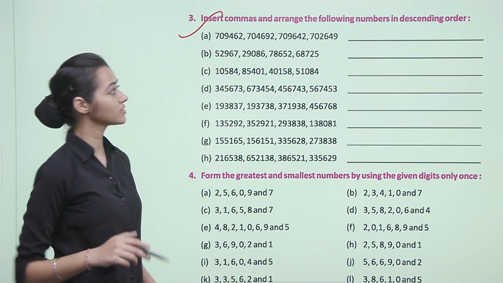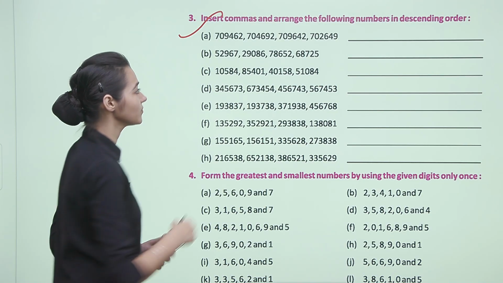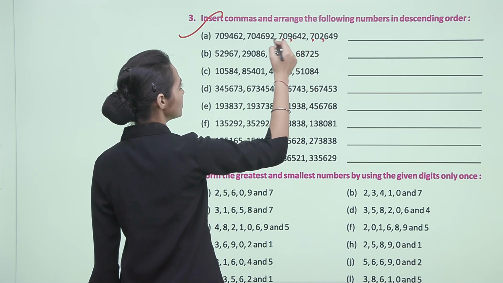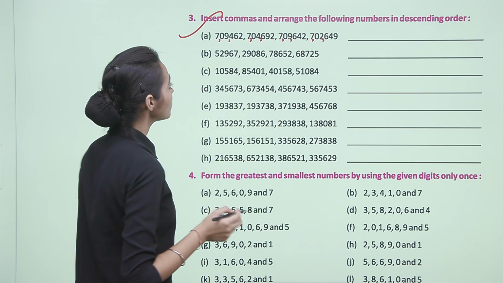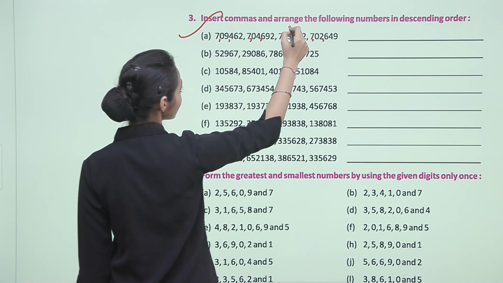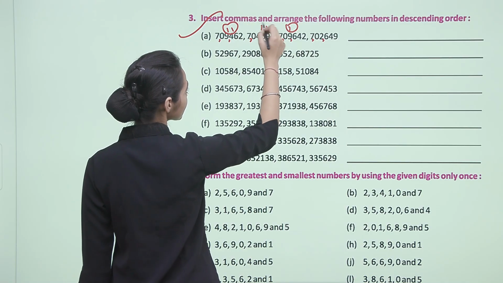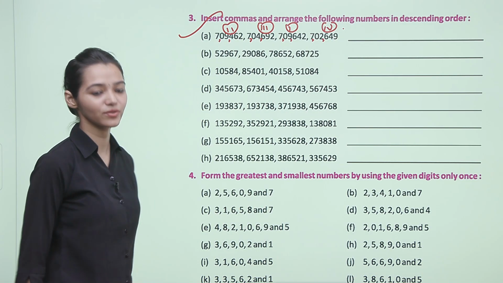In the next one we have to insert the commas and arrange the following numbers in descending order. Now let's firstly insert the commas. Firstly 3, then 2 and then 2. Now the greatest number among all these is this, then the second greatest, the third greatest, and this is our fourth, that is the smallest one. That's how you can complete the remaining ones.